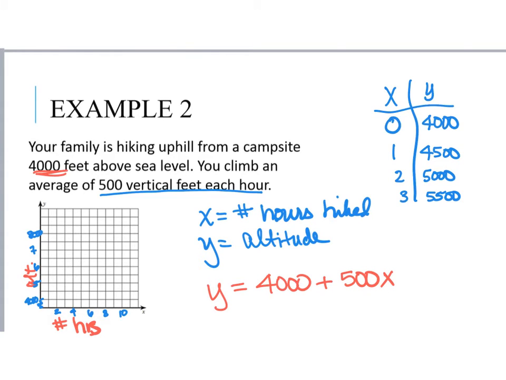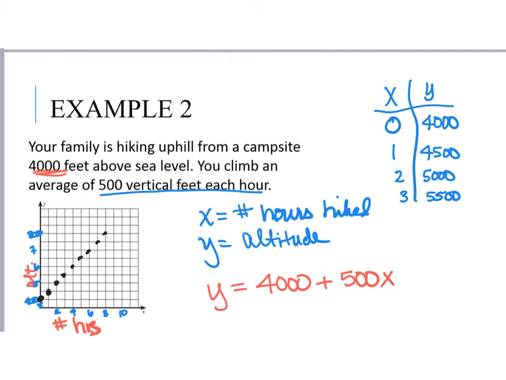So now if I go to plot these points on my graph, we see that at 0 hours, we're at 4,000. At 1 hour, we are at 4,500. At 2 hours, we're at 5,000. And then we're just going to keep going up in increments of 500s, okay, until we get something like this.